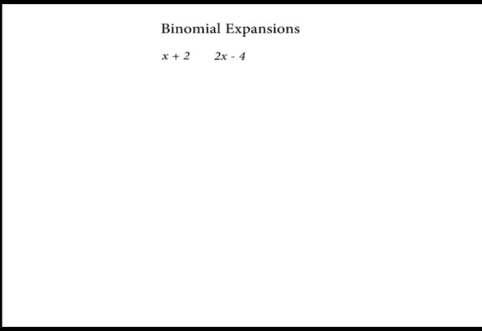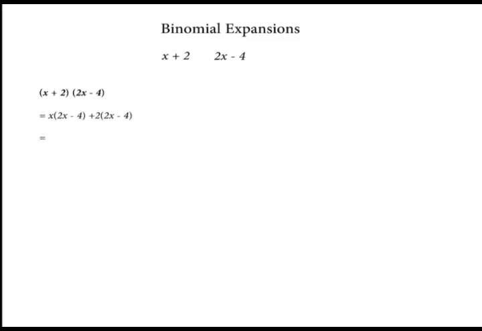Previously in Form 2, we learned how to multiply binomial expansions. For example, x plus 2 times 2x minus 4. Every term in the first bracket is multiplied by every term in the second bracket. And so we shall have x times 2x minus 4, then plus 2 times 2x minus 4.